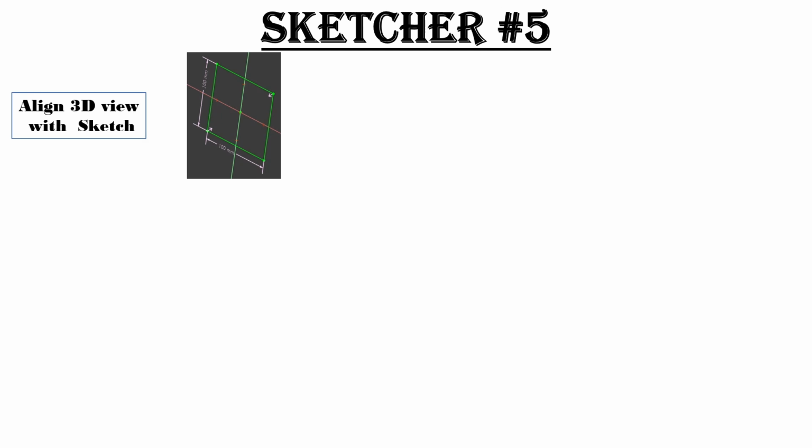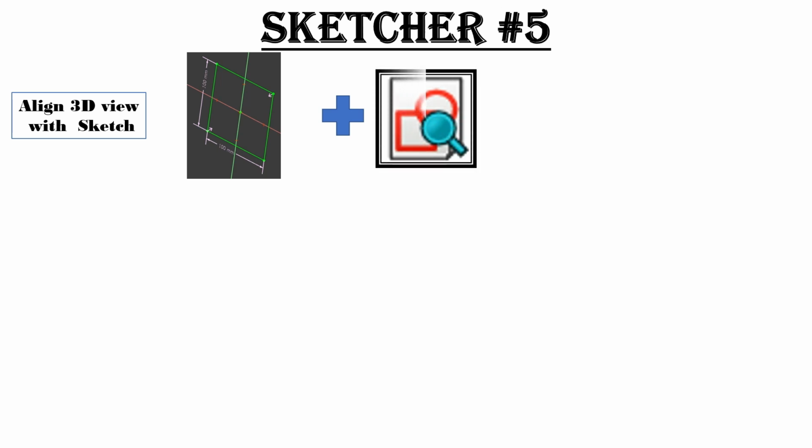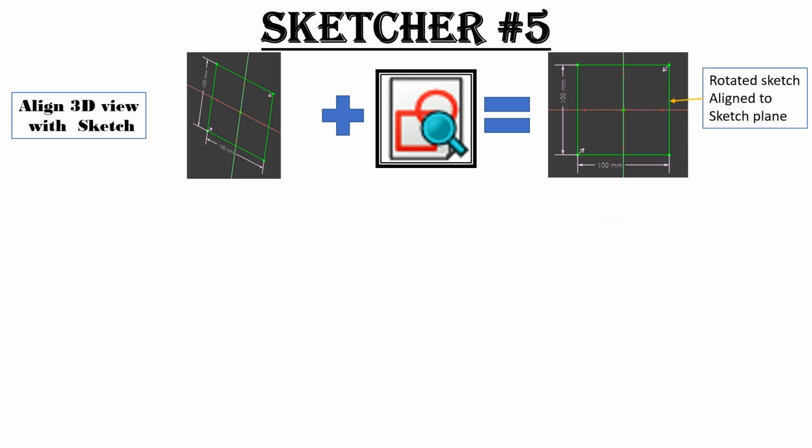The View Sketch tool aligns the 3D view with the sketch. It is useful if you have changed the view orientation to examine another aspect of the model and want to return to the default sketch view. If you want to return the rotated sketch to the default sketch view, first select the Sketch and then View Sketch option from the menu.